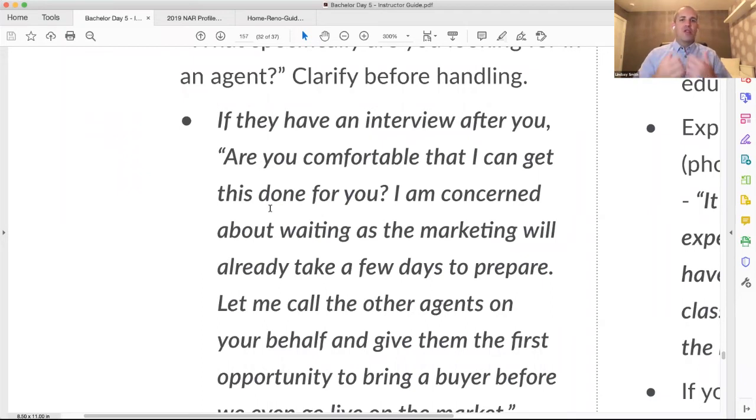I say, well, I'm concerned about waiting, as the marketing is already going to take a few days to prepare, which it will. You need photos, you need staging, you need to start preparing your listing, the comments, things like that. So by interviewing more agents, they're just going to push this back even further. And if timelines are important to them, then getting started today, because again, we don't want anything to happen. We don't want interest rates to increase. We don't want the buyers' buying power to decrease. We don't want anything else to happen to prices. We don't want to see any price reductions happening here in the marketplace. We want to get it going now.